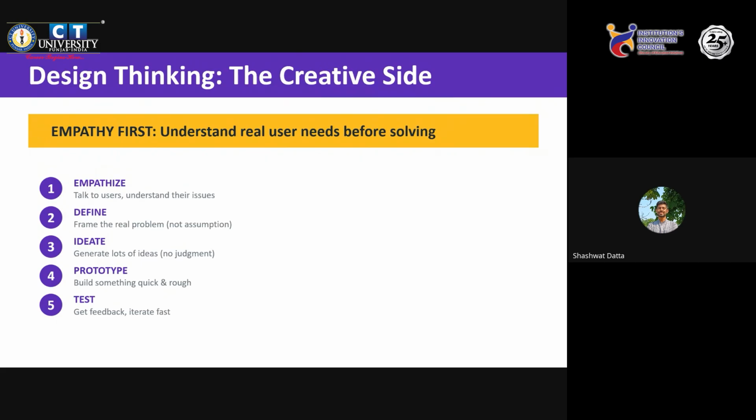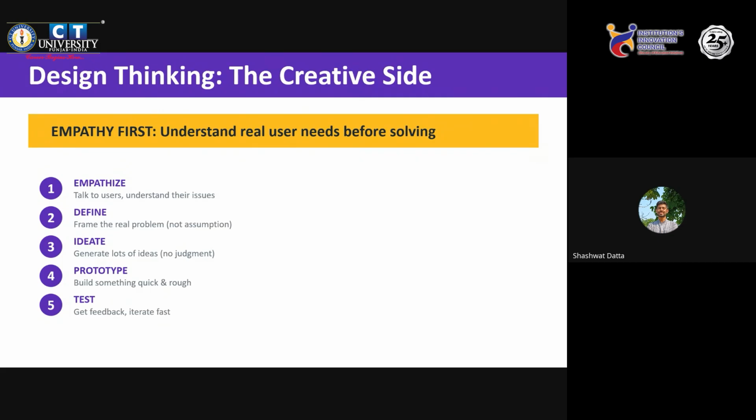Secondly, you need to define. You need to know what you have learned. Write it down. Build upon the problem. Ask 10 people, multiple people, about the same problem. Next, you have to ideate. You generate a lot of ideas without being judgmental.